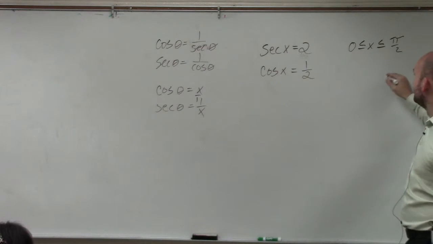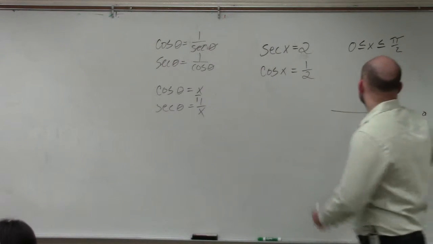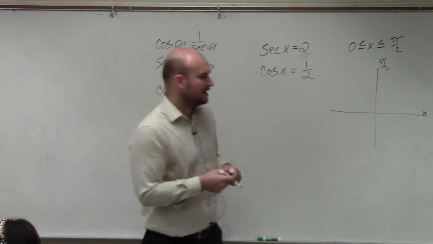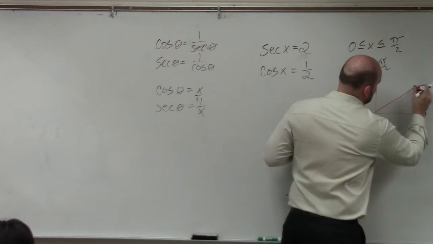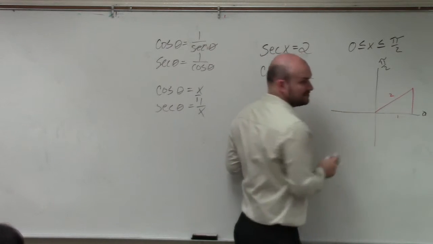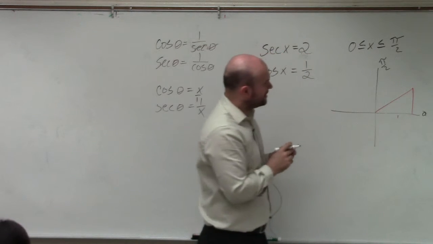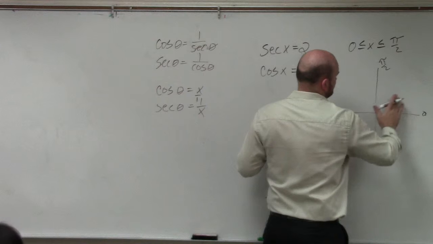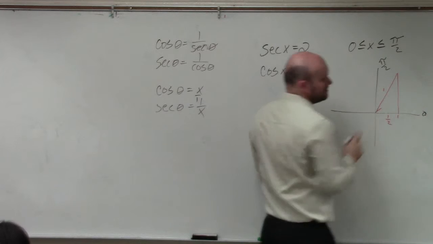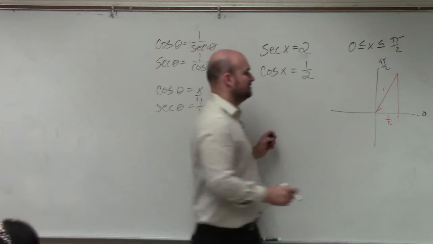Now, they're saying they want you to create a triangle that's between 0 and pi halves, where the cosine is equal to 1/2. What angle is the cosine equal to 1/2? Well, there's a couple ways you guys could do this. You could create a triangle adjacent over hypotenuse, or what I would prefer to do is create a triangle where it's 1/2 over 1. Would you guys agree with me? That's adjacent over hypotenuse? 1/2 over 1.